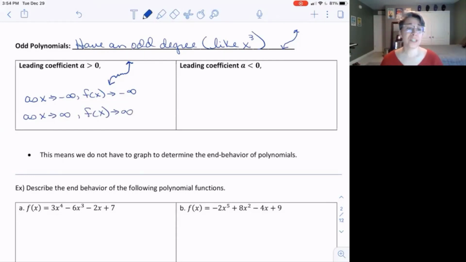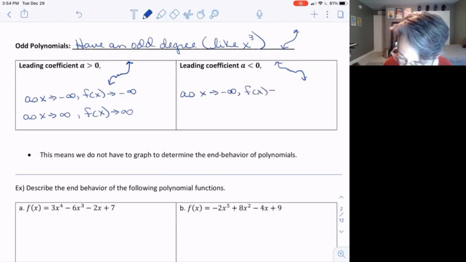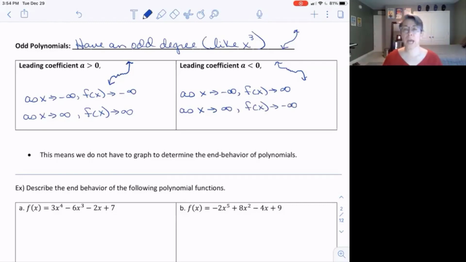Now, if your leading coefficient is negative, that odd polynomial, regardless of what happens in the middle, will eventually decrease overall. So that means as we go towards the left, as x approaches negative infinity, f of x goes towards positive infinity. And as x goes towards positive infinity, f of x goes towards negative infinity. It's the opposite. So again, this means we do not have to graph polynomials in order to determine their end behaviors.